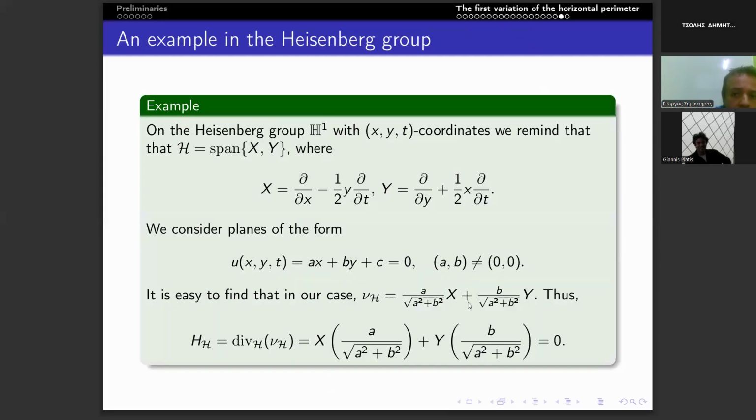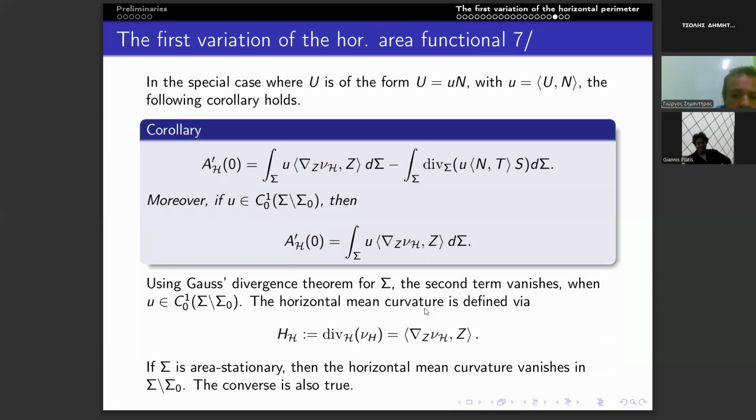And we finish with an example in the Heisenberg group. We start with the local frame of the horizontal distribution, X and Y. We can consider planes of this form here. It is easy to calculate the horizontal normal unit vector, and then we can calculate the horizontal mean curvature, which is 0 for these planes. So we have that this is area stationary for the first variation.